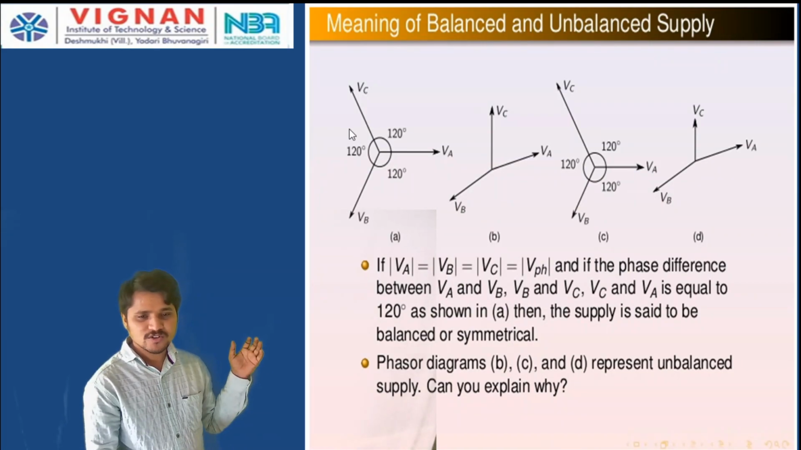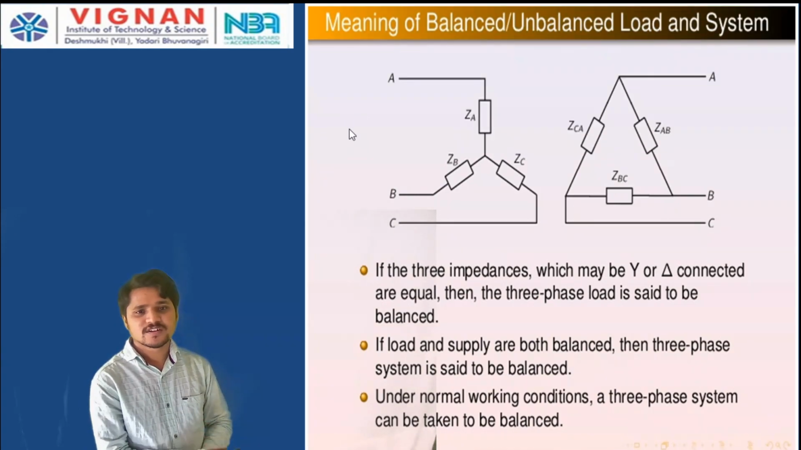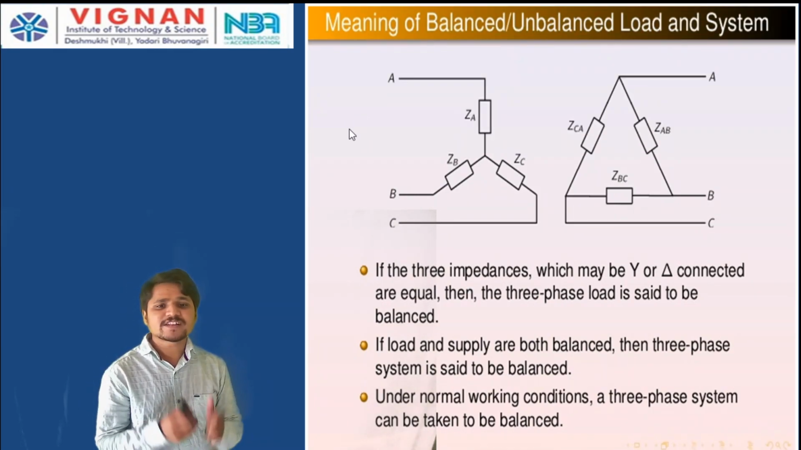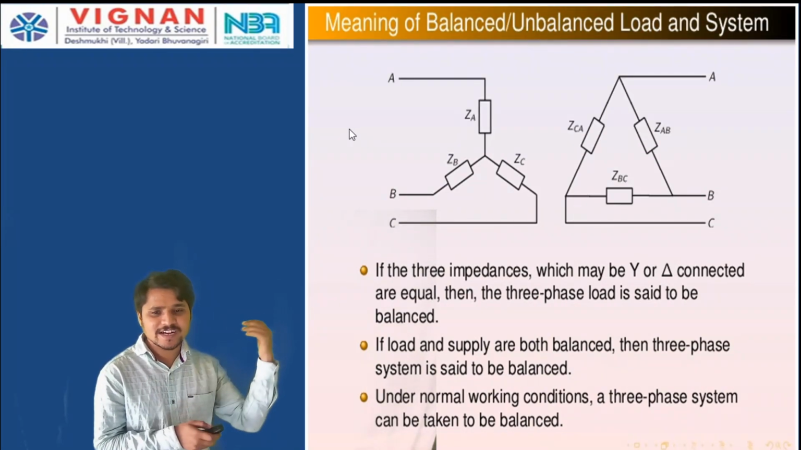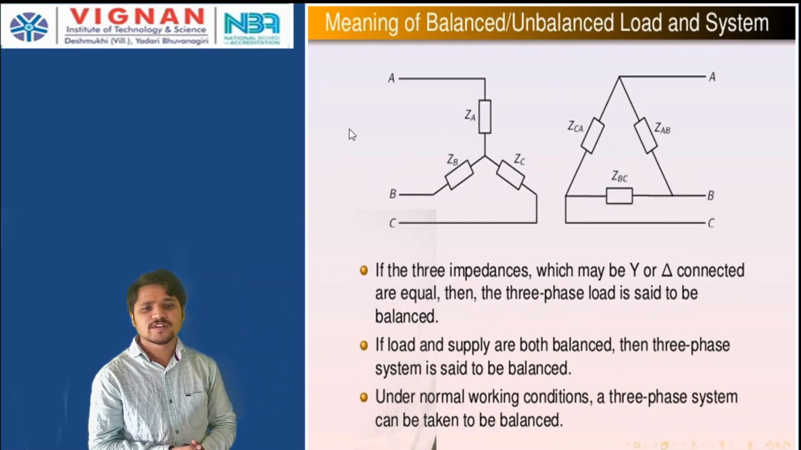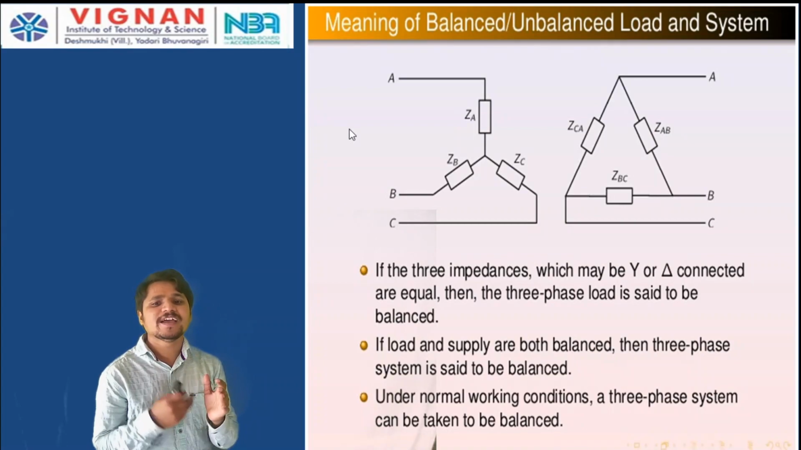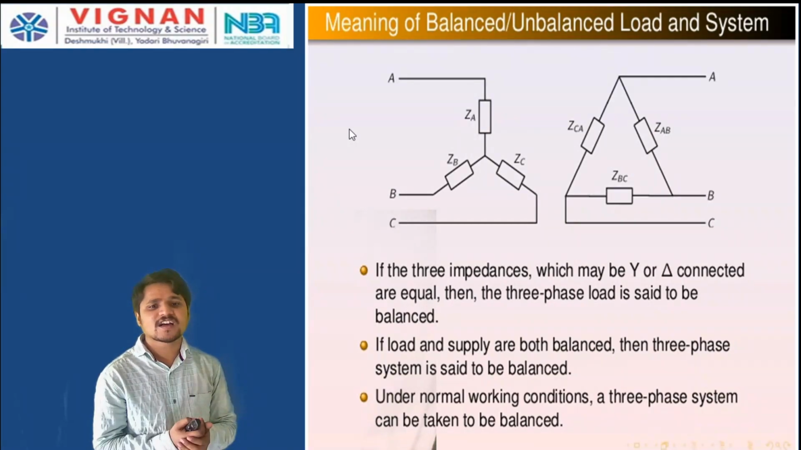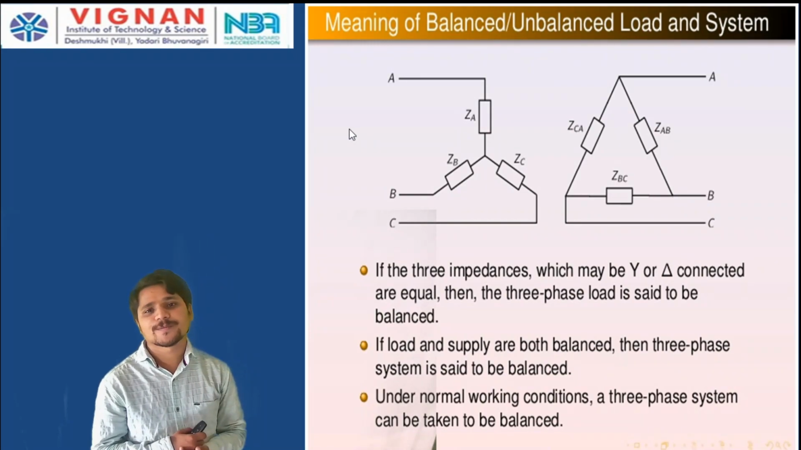Okay, so balanced and unbalanced, this is the difference. If the three impedances, see that is a balanced supply here. Okay, balanced supply. Now what is the balanced load? If the three impedances, which may be star connected or delta connected, are equal, then the three phase load is said to be balanced load.